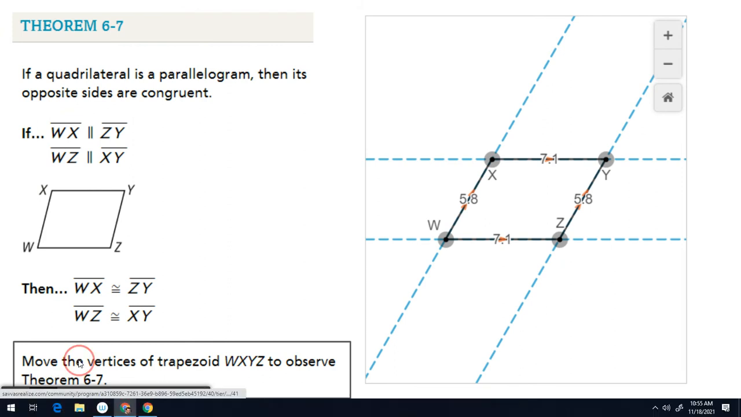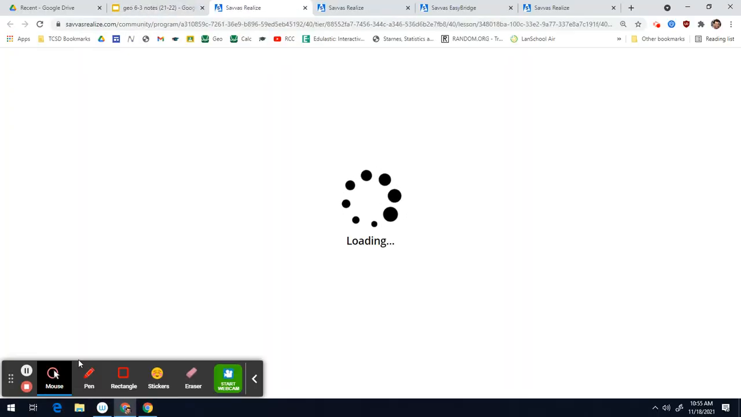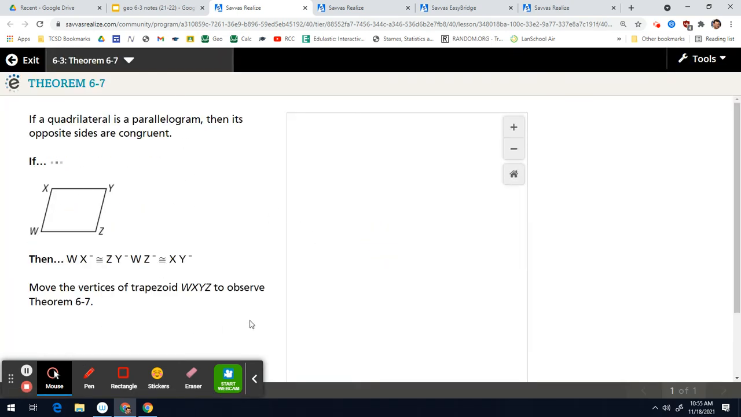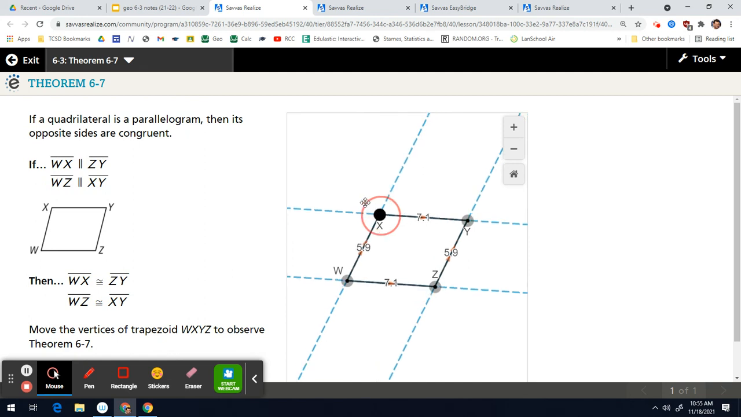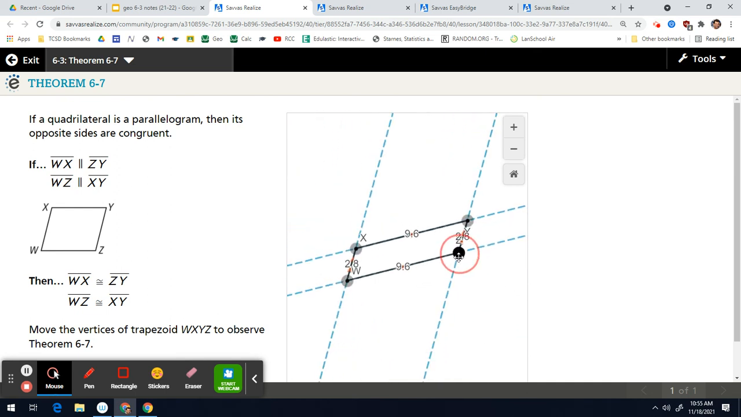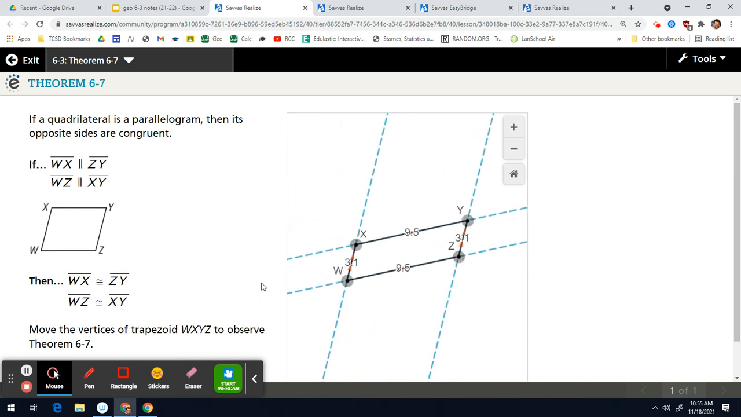Let me go to Savvis and we'll do a little bit of an exploration. So if I click and drag, they're staying parallel. Notice they're parallel and they stay the same. 12.3, 3.1, 9.5, there you go. Okay, so believe it.